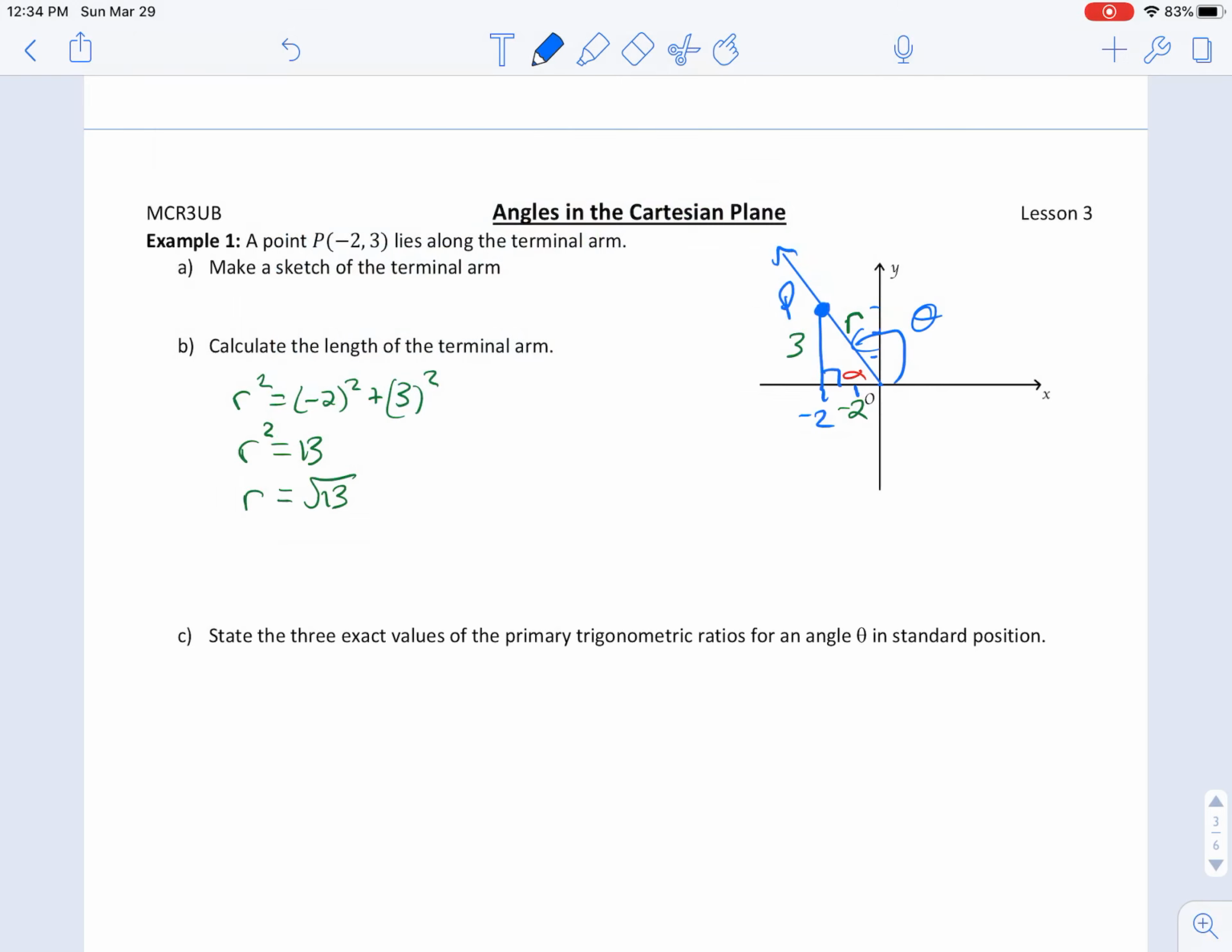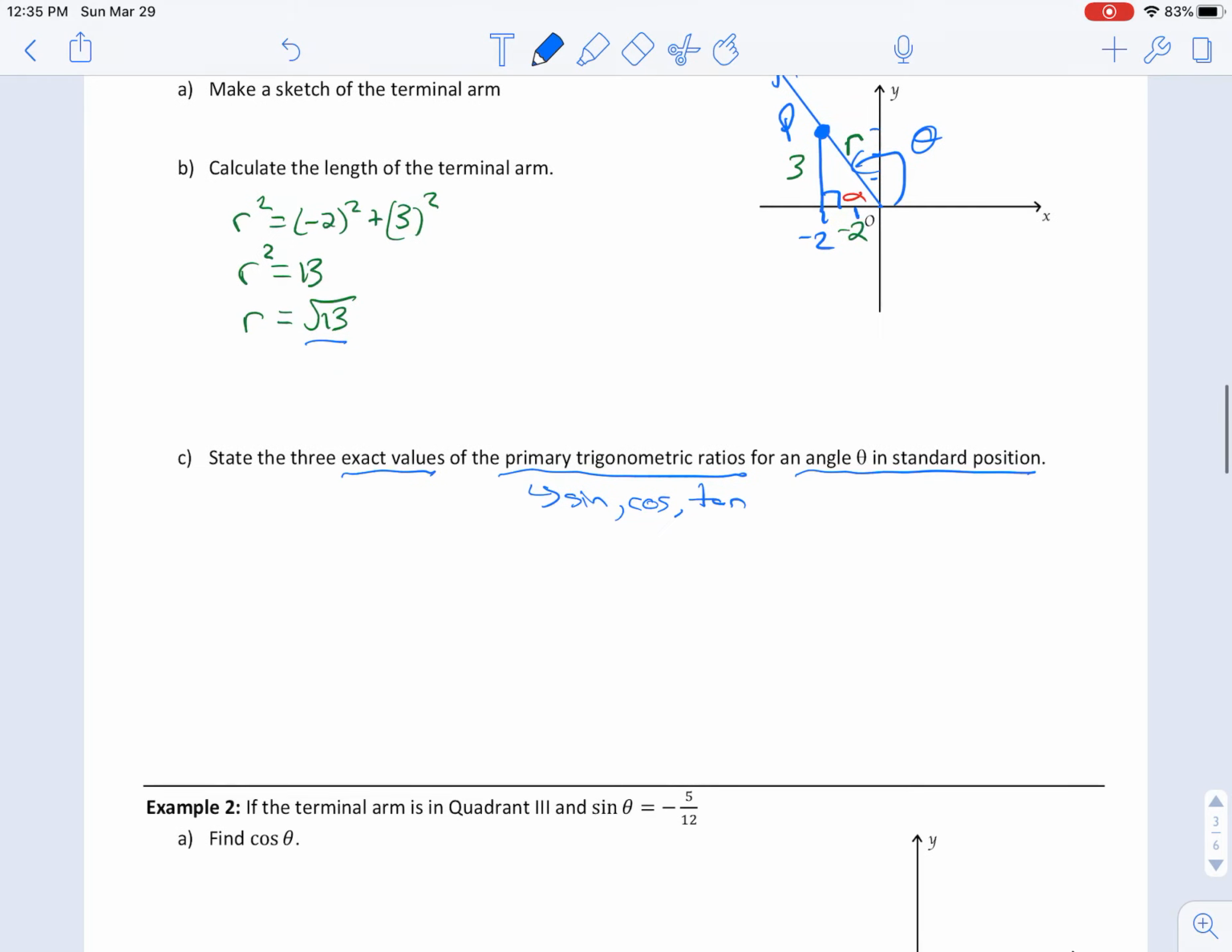So the next part says, state the exact values of the primary trig ratios for an angle theta in standard position. Okay, so just because we don't have 30, 60, 90 or whatever those angles, doesn't mean we can't use exact values. Technically, this root 13 is an exact value, and that's what we're going to use, so are -2 and 3. The primary trig ratios just mean sine, cosine, and tan.